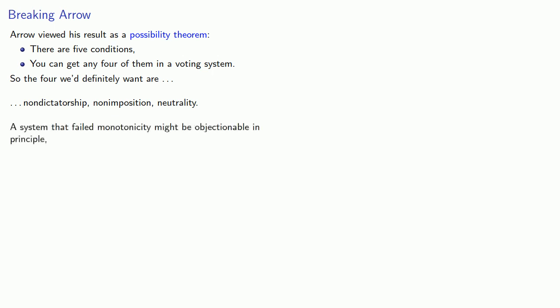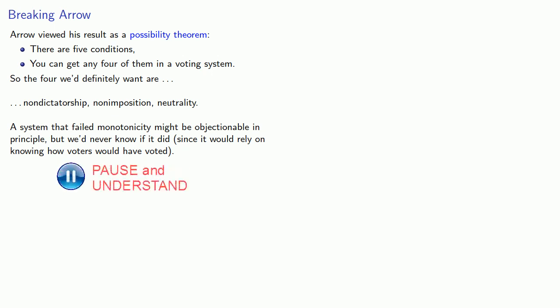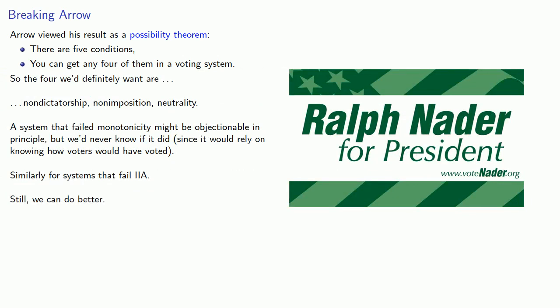Now, a system that failed monotonicity might be objectionable in principle, but here's the thing about monotonicity, we'd never know if it did. And that's because the only way to know that we failed monotonicity is knowing how voters would have voted. In other words, we had to know that somebody who voted for a candidate wouldn't have voted for that candidate in another universe. And we can say the same thing about systems that fail IIA. If we have an irrelevant alternative affecting the election, we'd never know because it relies on knowing how people would have voted. Still, we can do better than the systems we already have.